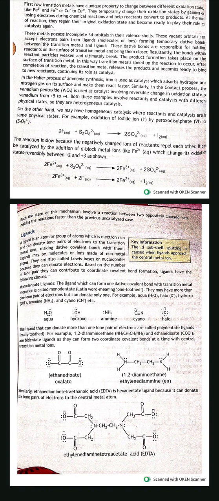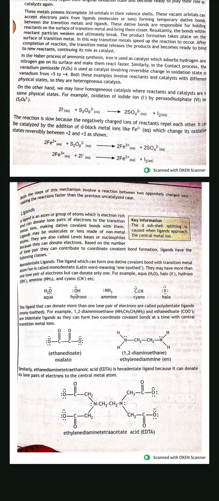So in the Haber process, iron is used as a catalyst, which involves the formation of ammonia. Similarly, in the contact process, vanadium pentoxide is used as a catalyst.